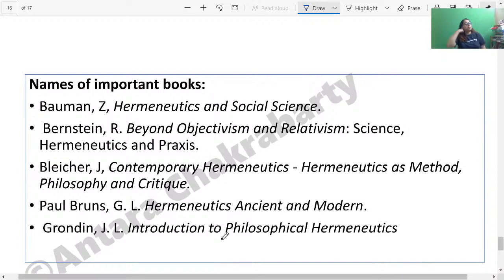These are certain names of important books जो आपको याद रखने हैं. That is Zygmunt Bauman का Hermeneutics and Social Sciences, R. Bernstein का Beyond Objectivism and Relativism, J. Blecher का Contemporary Hermeneutics, Paul Bruns का Hermeneutic Ancient and Modern, and J.L. Gordon का Introduction to Philosophical Hermeneutics. Generally ये हमारे नेट में बुक्स एंड ऑथर्स के टाइप से आते हैं.